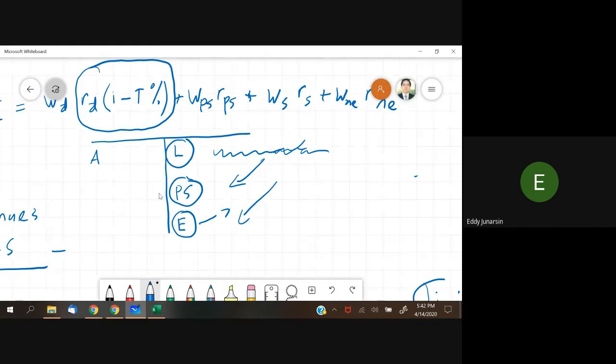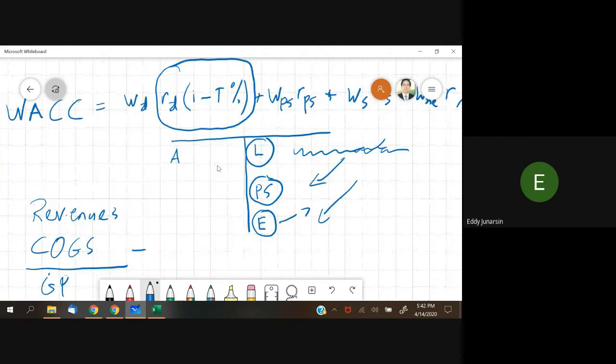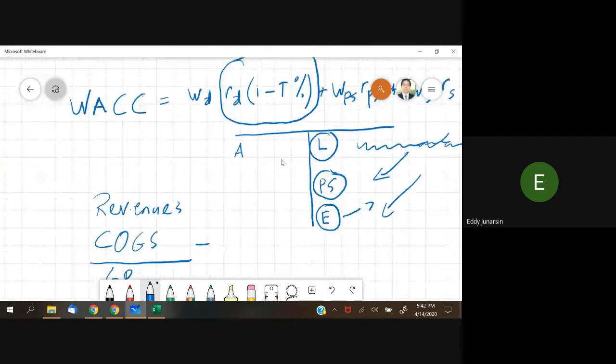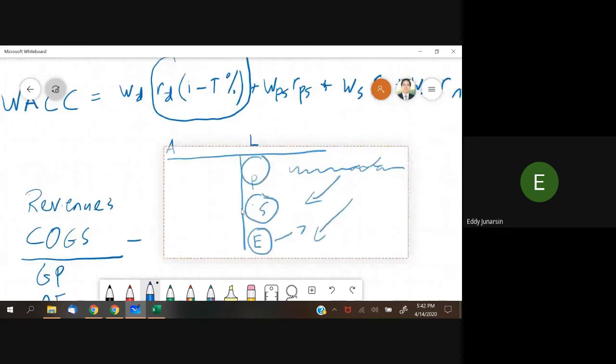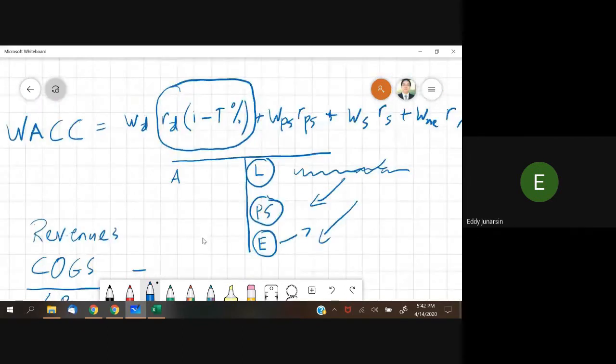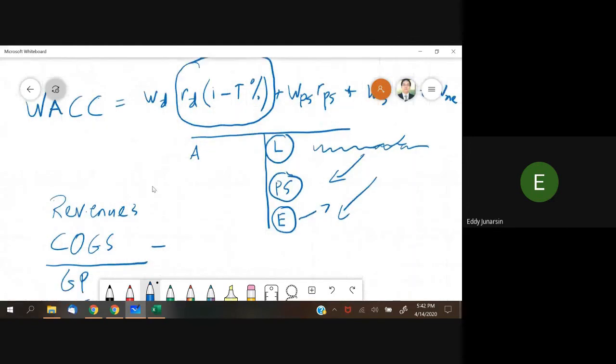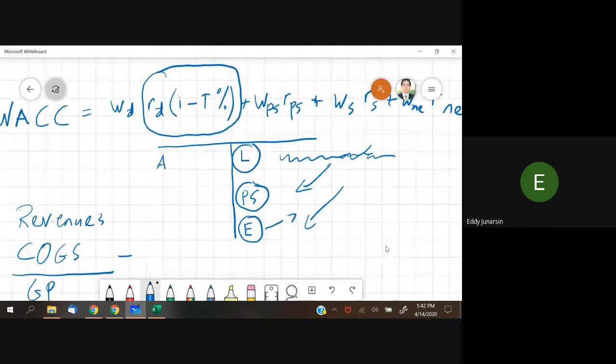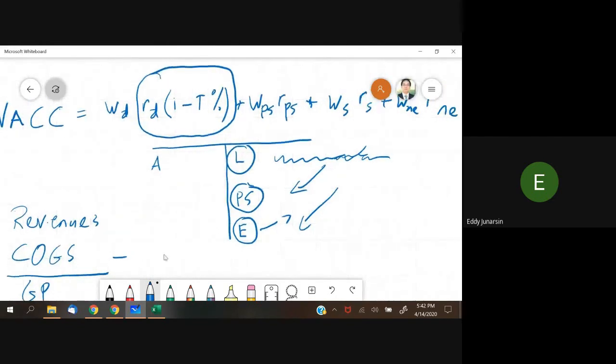Okay, so I hope our discussion today is clear and could help you dissect the information and knowledge about the cost of capital that we'll always use again for valuation, for feasibility evaluation, and so forth.